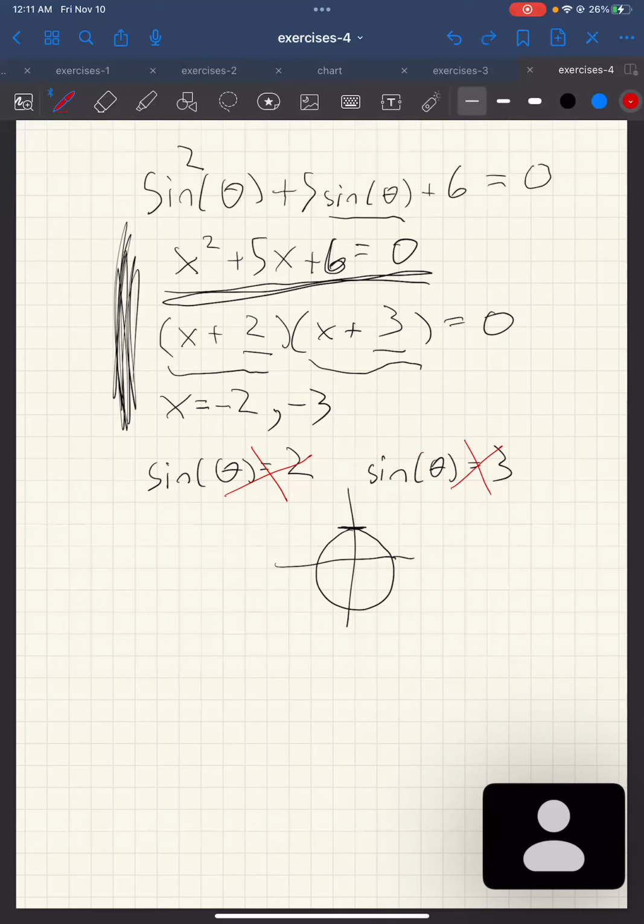Why? Because the biggest output for sine or cosine, the maximum value, is 1. And the minimum value is -1.